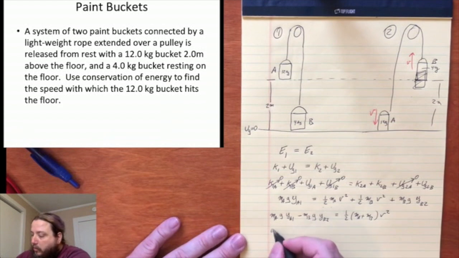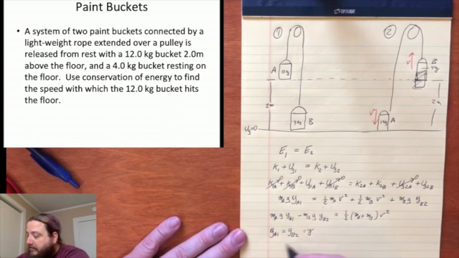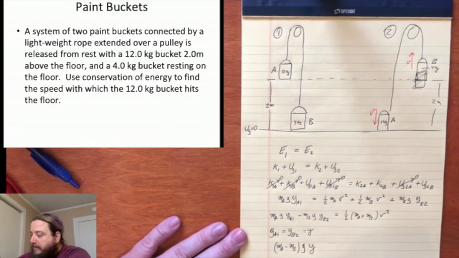We can note that yA1, that's a y, not a g, yA1 is equal to yB2 in this case. We're just going to call that y, and that'll allow us to simplify the left-hand side here as (mA minus mB) times gravity 9.8 meters per second squared times our height y is equal to 1/2 (mA plus mB) v squared.